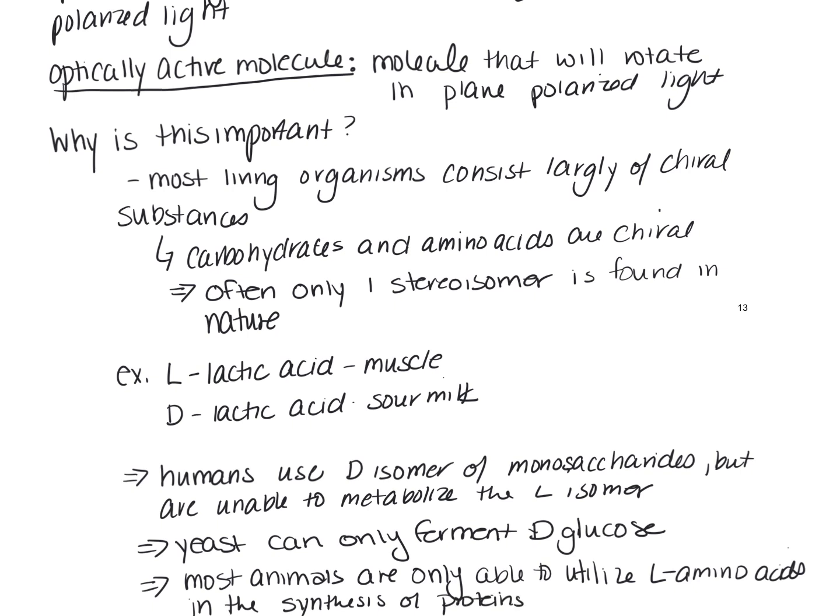So, humans and animals use D isomers of the carbohydrates, but when we are building our proteins, we use the L amino acids. But the big take-home message here is the reason that this is important and the reason that we're talking about it is because in general, we will only use one of the two enantiomers. And so we have to differentiate between them when we're talking about the synthesis and the use of these biomolecules.